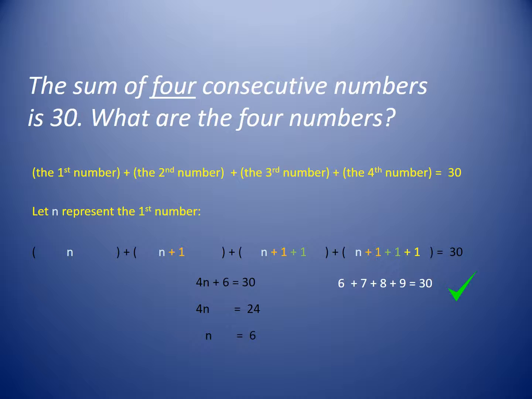Remember, we're looking for 4 consecutive numbers, so if the first one is 6, the next ones have to be 7, 8, and 9. We can check them by adding those 4 numbers up and see if we get 30. 6 and 7 is 13, plus 8, 21, plus 9 is 30. Our answer is good.